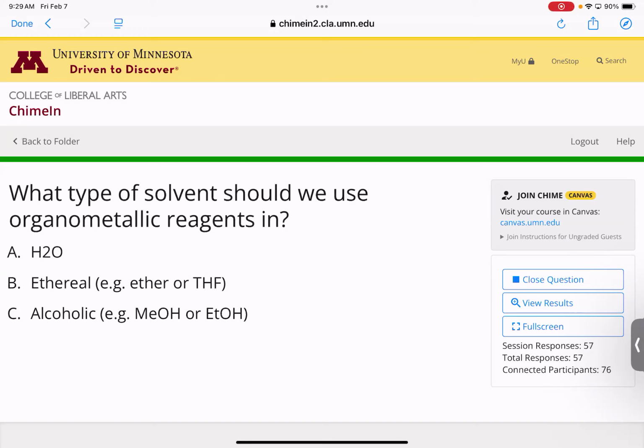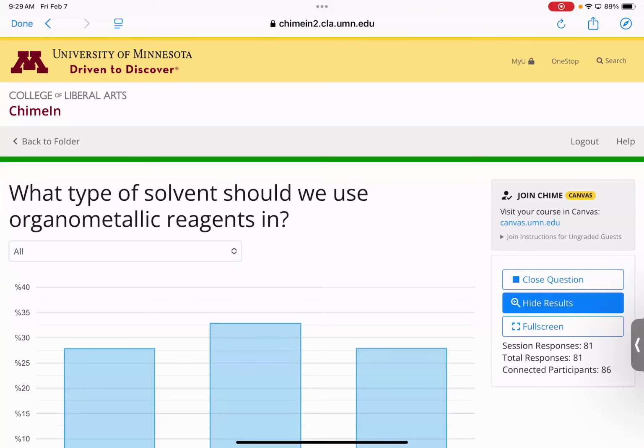The reason why I'm asking this is that the University of Minnesota has a really great safety culture in chemistry, much better than most universities. And 2 out of these 3 solvents will make your reaction catch on fire. And 1 you'll be able to do the reaction in. Okay, let's see what people are thinking.